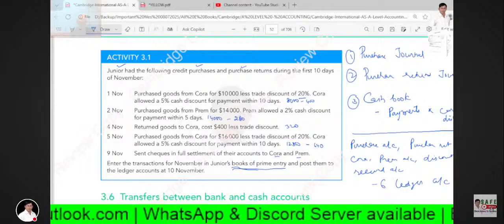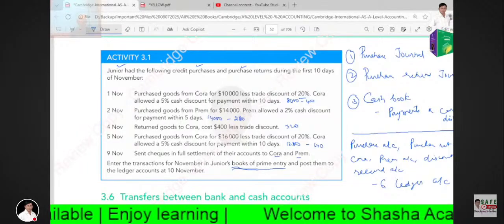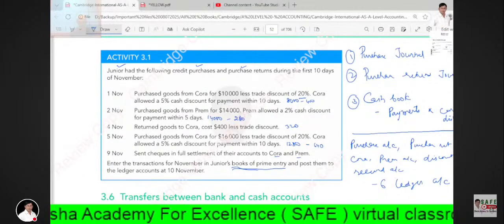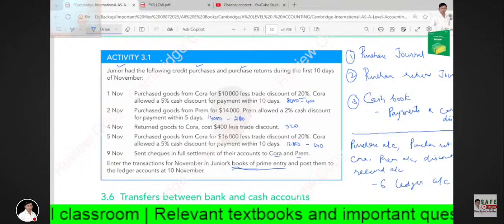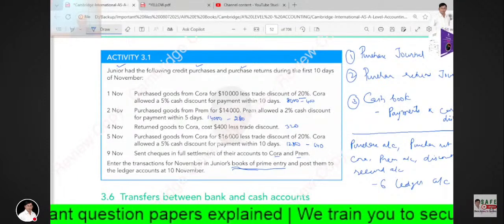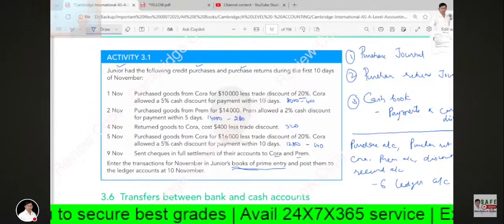Okay. So now we'll start with this. If you have already learned in school, you can try working out this question on your own, and then you can cross check with the solution here. So this is how we are going to proceed. First we need to prepare the purchase journal and the purchase return journal. Let us first prepare the purchase journal.